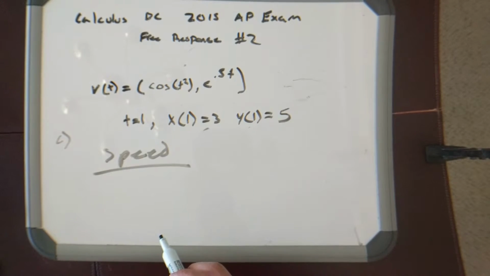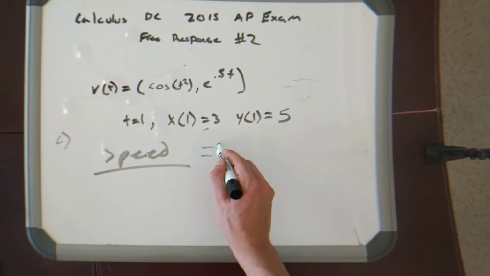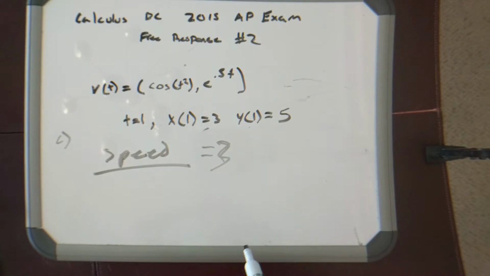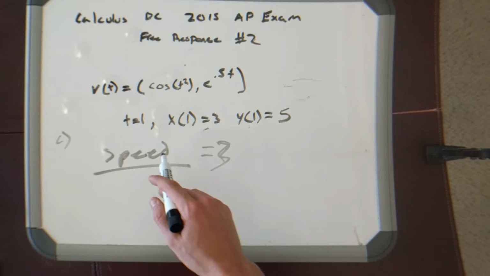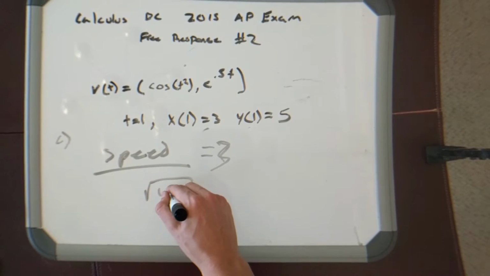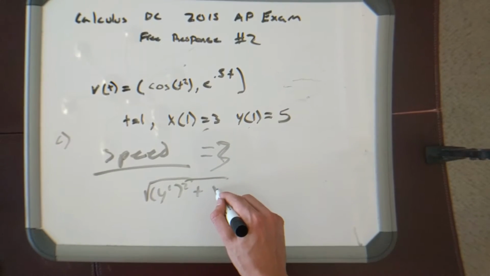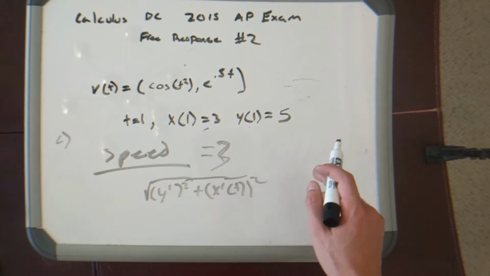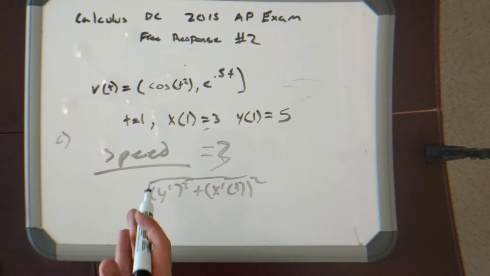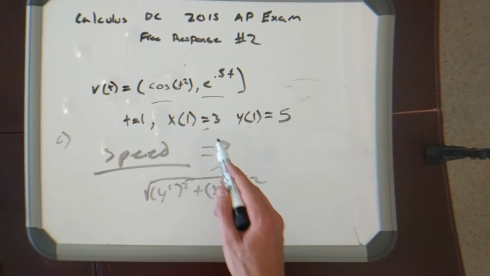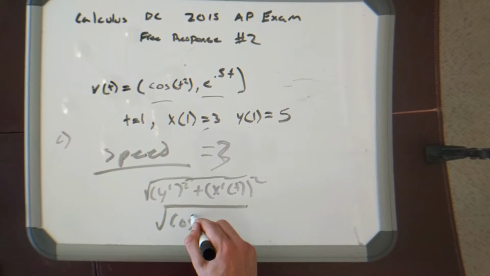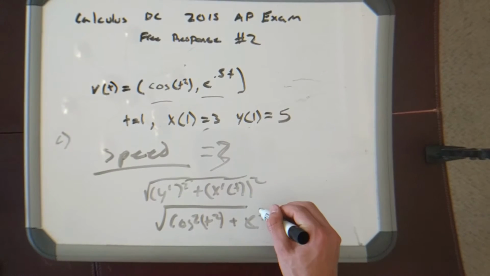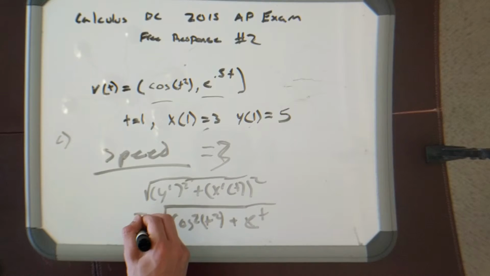Alright, for part C, it's wondering at what time the speed of the particle is equal to 3. So, speed is much different than using the velocity for vectors. The speed function when using a vector is equal to the square root of y prime squared plus x prime of t squared. Those are the two ways you can write them, but this is the speed function. So, plugging in the values that we have, we will get the square root of cosine squared t squared plus e to the t, and we are looking for when that is equal to 3.